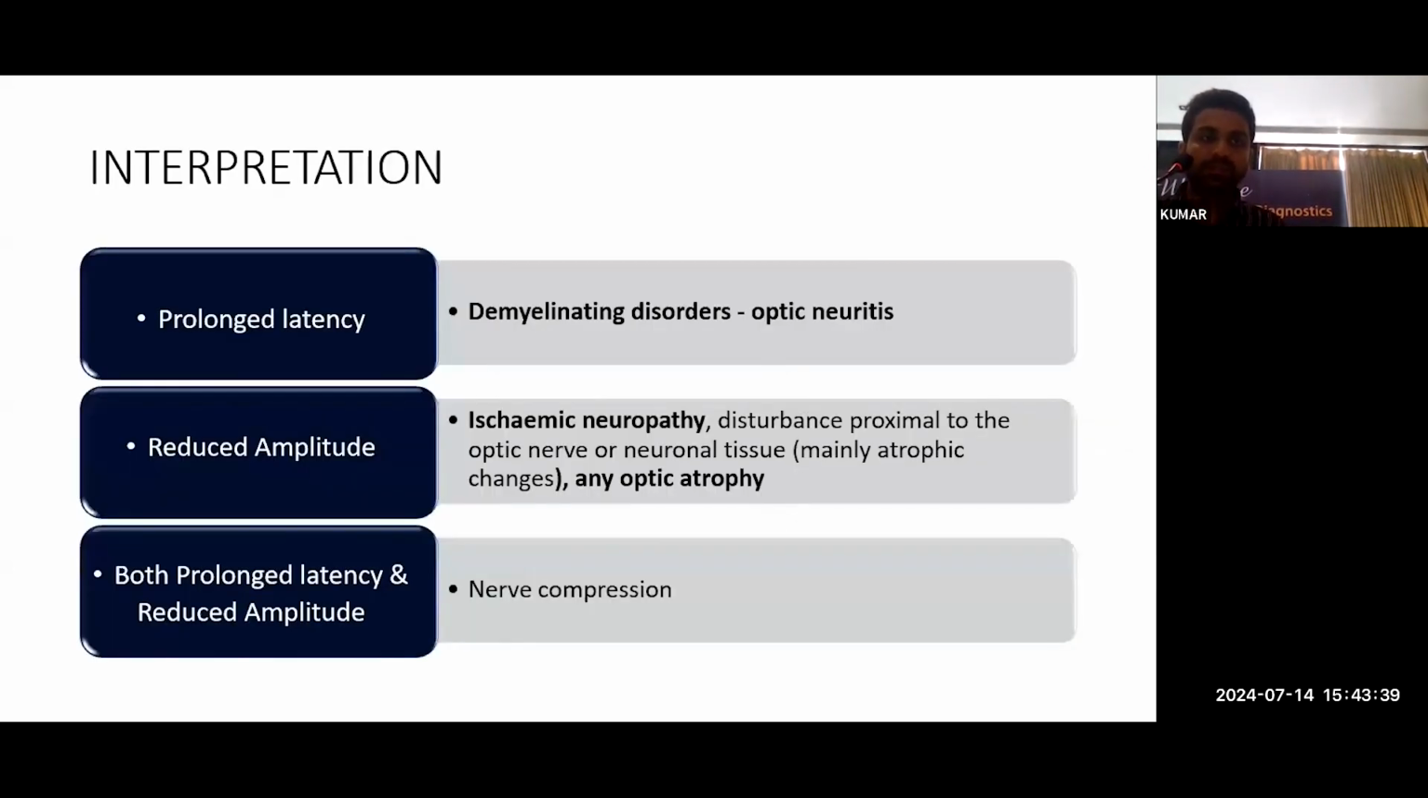So what are the diseases in which the P100 is affected? Mainly in demyelinating optic nerve diseases, the P100 latency would be prolonged. What are the diseases in which the amplitude would be reduced? In any optic nerve diseases, like ischemic optic neuropathy, toxic or traumatic optic neuropathy. In optic nerve compression, both the amplitude and the latency would be affected.